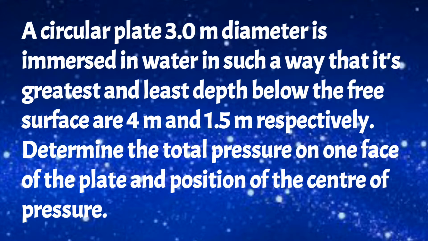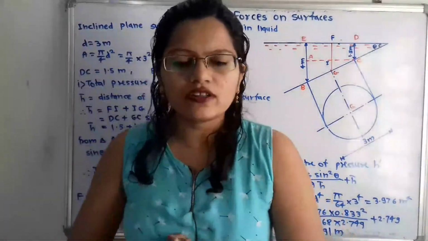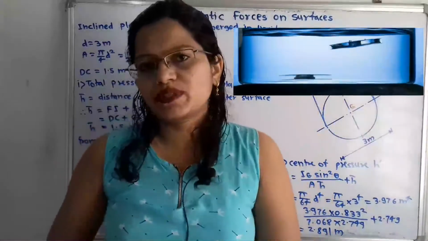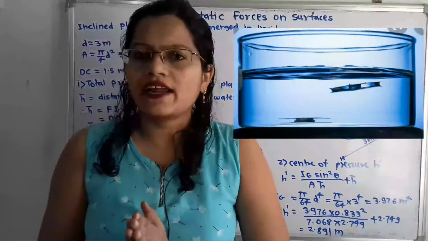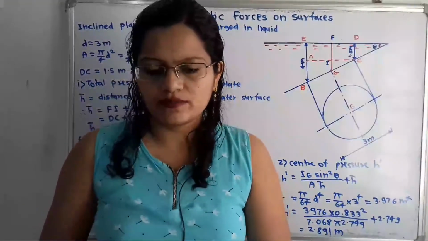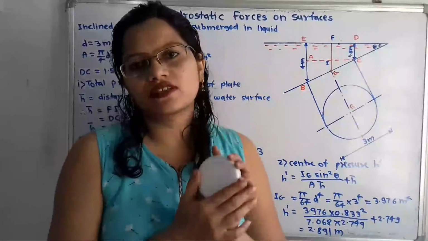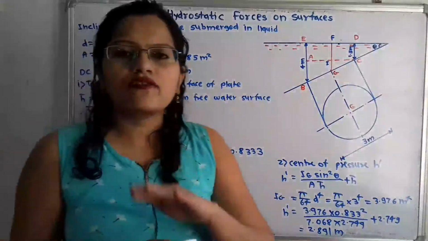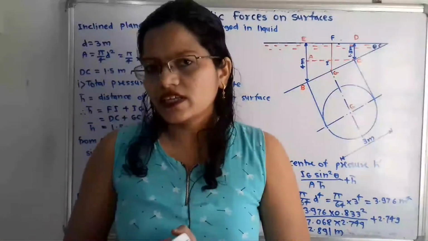Now if we observe the question, from the free surface of water for the circular plate, greatest depth and least depth is given. That means this plate is inclined with the free surface of water. Now we will consider this circular plate. This plane is making an angle of theta with the free surface of water. So how to draw the diagram?